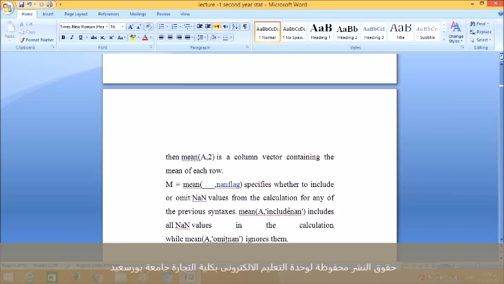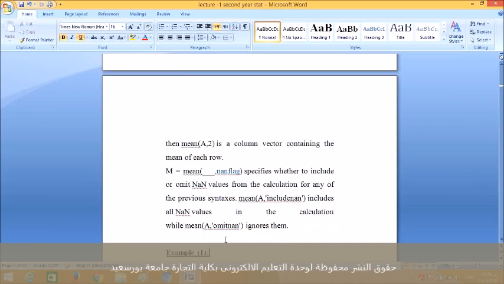So we will not use this command in second year, but we can use it in third year or fourth year. Okay, just you have to know that the NaN flag or NaN is used when we have missed values in the data set, and this is not our interest in this phase.